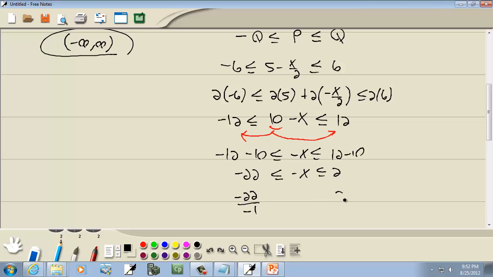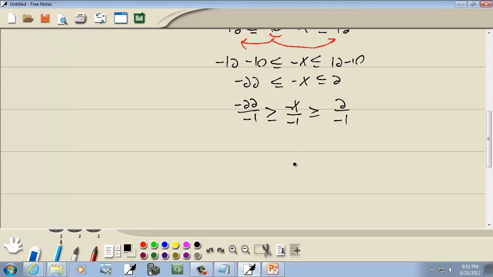Last step, divide everything by the number in front of your x, which is a negative. So divide that by a negative number, this by negative 1, and this by negative. And I flip my inequality symbols, so it becomes greater than or equal to. And we got 22 here, x, and negative 2. Now our form, though, requires us to have a smaller number over here. So I want negative 2 there, and 22 here. So I'll flip them around. Small end opens up toward negative 2, and large end opens up toward the positive 22. And that'd be my answer.